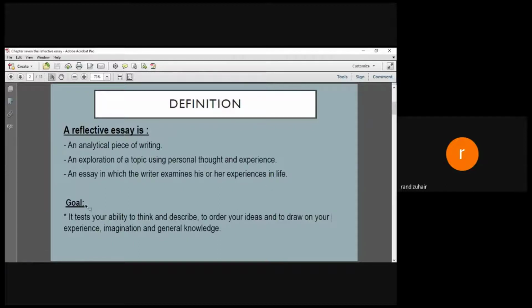The goal, the aim of the reflective essay, it tests your ability, the ability of the writer to think and describe, to order your ideas and to draw on your experience, imagination, and general knowledge, to arrange the ideas of a writer and to draw the experience, imagination, and general knowledge.